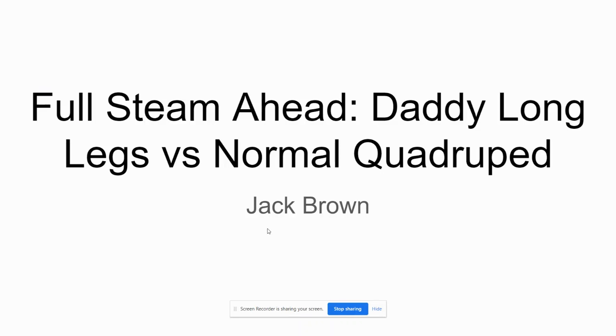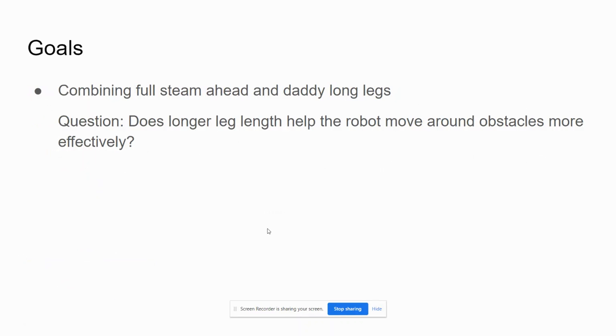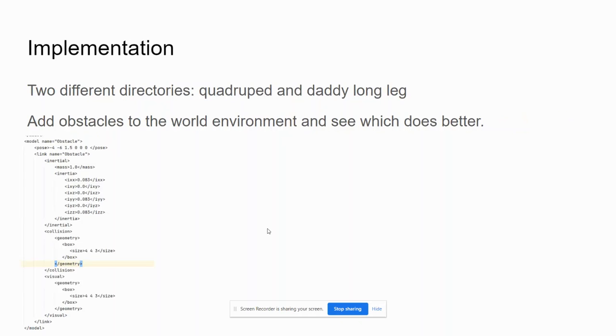For this experiment, I combined the Full Steam Ahead and the Daddy Long Legs deliverables to ask the question, does a longer leg length help the robot move around obstacles more effectively? In order to do this, I started with two different directories, both of them being the original quadruped we created that just moves along the plane.